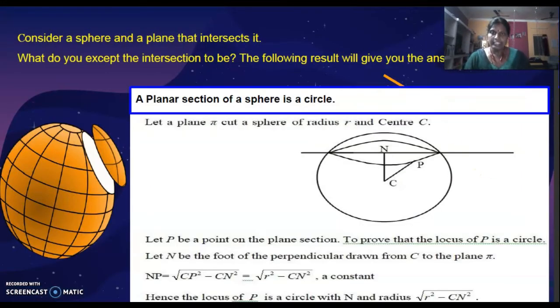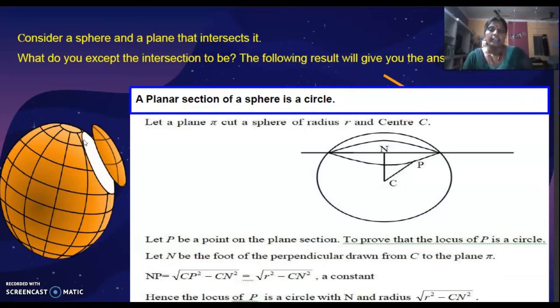Okay. Consider a sphere and a plane that intersects it. So we have a sphere, and a plane intersects that sphere. What do you expect the intersection to be? The following result will give you the answer. See, this is a sphere, looks like a ball. We can intersect the sphere using a plane, okay. Then we get a circle. Yes, the result is a circle. That is, a planar section of a sphere is a circle, okay.